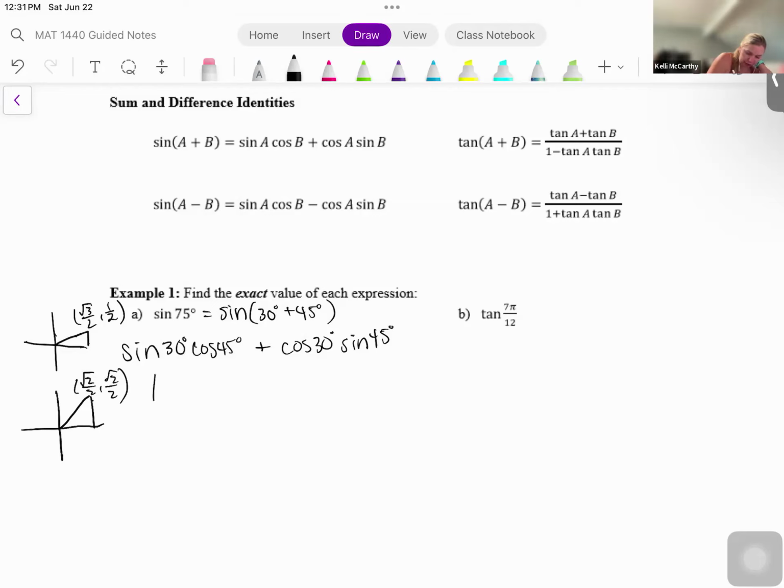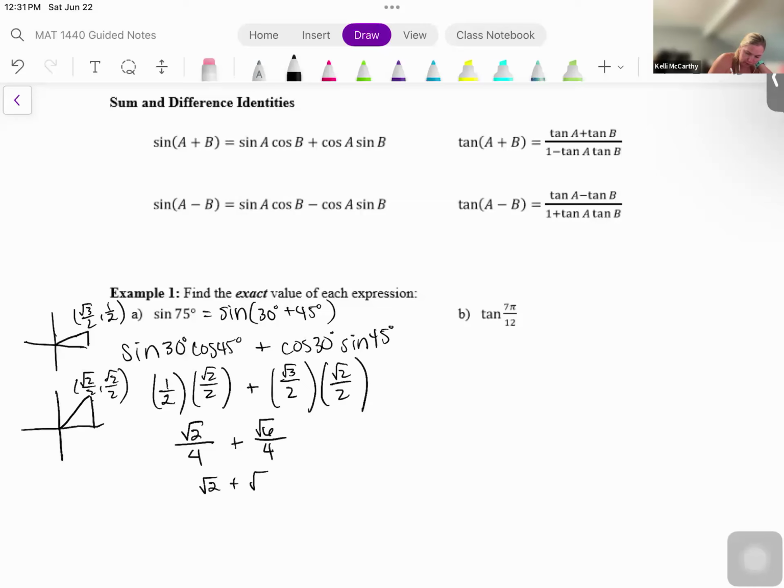Sine of 30 degrees is 1 half. Cosine of 45 degrees is square root of 2 over 2. Plus cosine of 30 degrees is square root of 3 over 2 times sine of 45 degrees is square root of 2 over 2. This is square root of 2 over 4 plus square root of 6 over 4, or square root of 2 plus the square root of 6, all over 4.